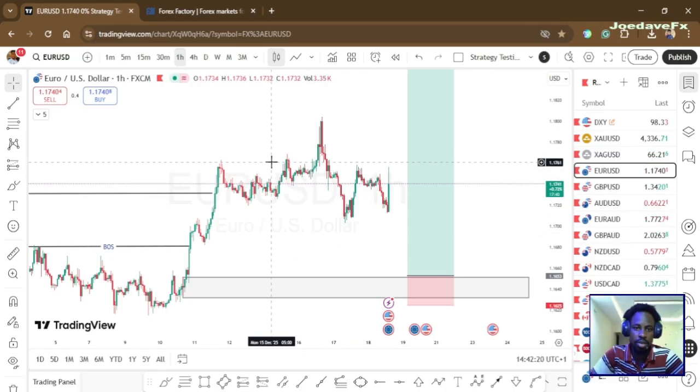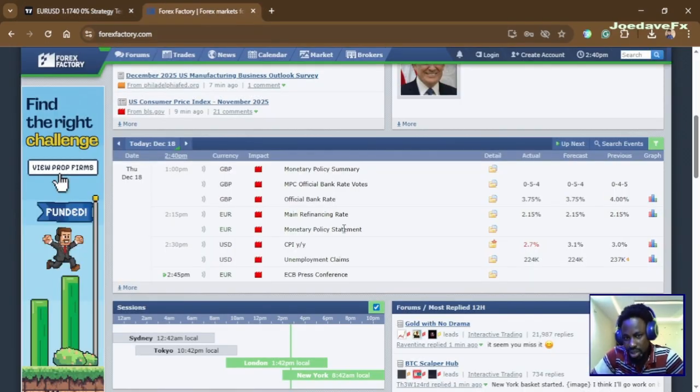All right, before we begin, I want to take you to Forex Factory. Let's see what is happening. Looking at Forex Factory here, we had a lot of news. Today is Thursday, December 18th. For GBP, we have the monetary policy summary. All the news on GBP came out neutral.